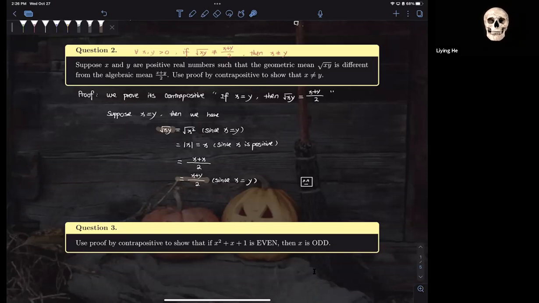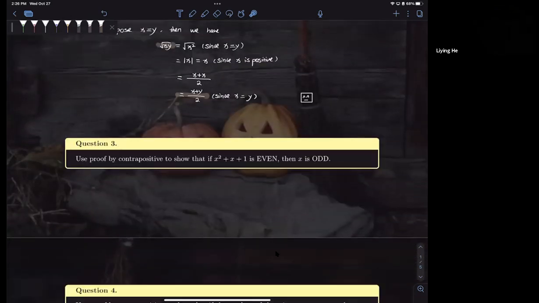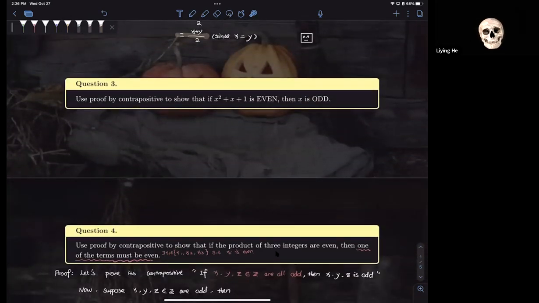Okay, so move on. Since you guys are answering each other's question in the chat, I'm gonna move on. Let's do question 3. Use proof by contrapositive to show if this is even, then this is odd. So someone tell me what is my contrapositive for this one.